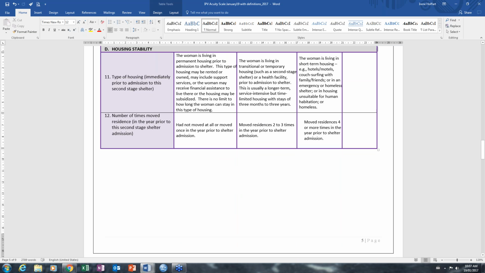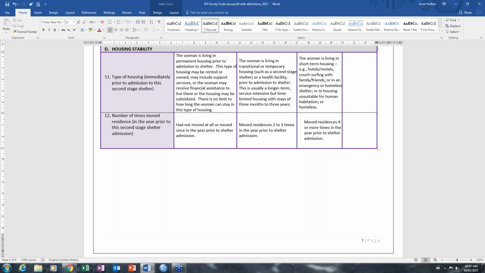So there's just 2 questions here. We're talking about housing prior to admission to your second stage shelter. So, Susan, oftentimes you speak to the fact that in most instances, many women come to second stage shelter from the emergency shelter. So for many women in your shelter, the score would be 5 for the D11.